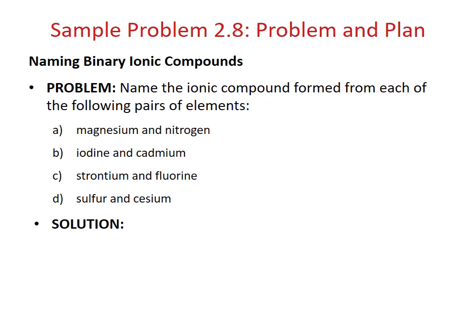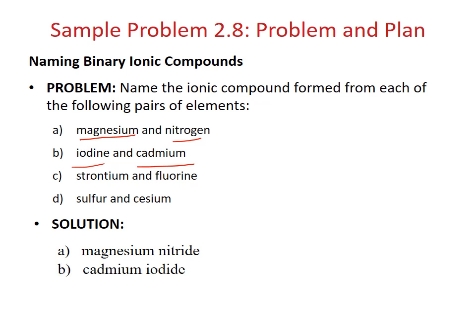Here's the answer. Magnesium, group 2 metal. Nitrogen, group 5 non-metal. The name should be the metal ion first, magnesium, and then the non-metal with -ide, nitride. So magnesium nitride. Second one, cadmium is a metal, iodine is a non-metal. So cadmium iodide. Note -ide, iodide.